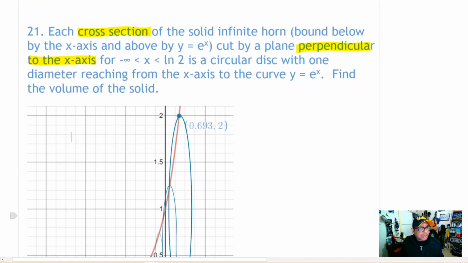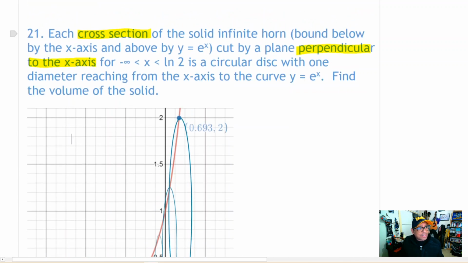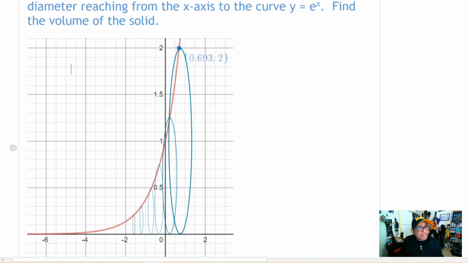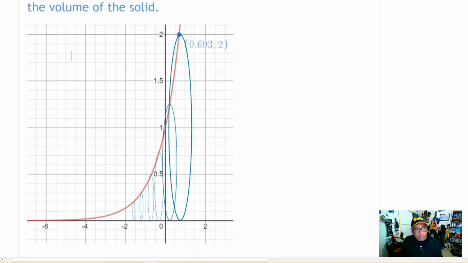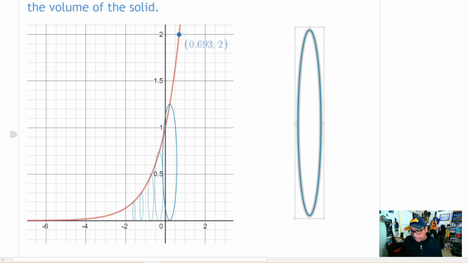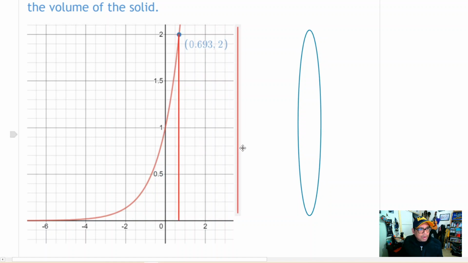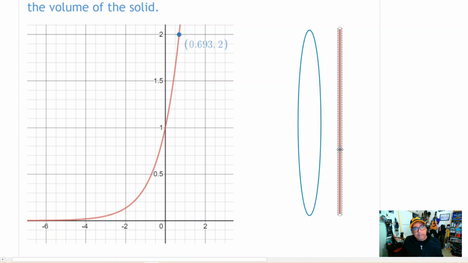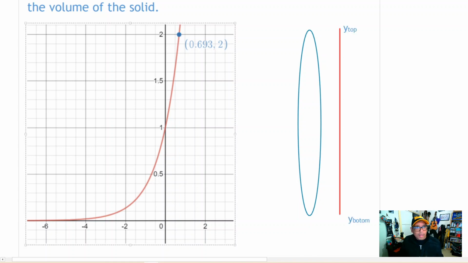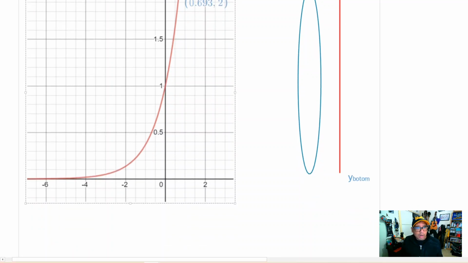The cross sections perpendicular to the x-axis are circles. So what we want to do is a y1 minus y2. So I'm going to save this one circle over here, and I'm going to get rid of the rest of them. And so this segment that I've just drawn right here, this represents the diameter of the circle. And the length of this is going to be the y-coordinate on top minus the y-coordinate on the bottom.